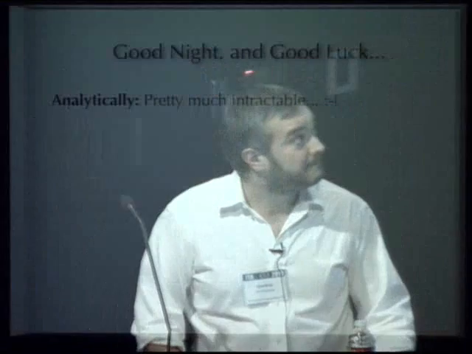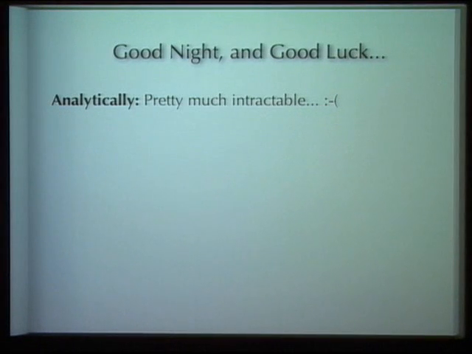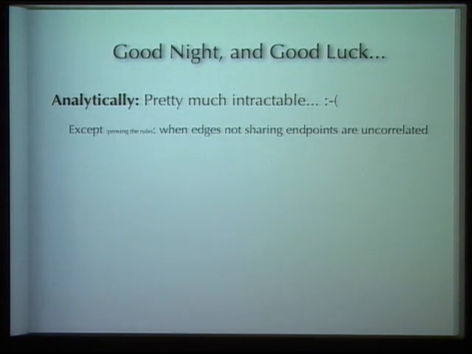Okay, so we have everything, basically. Except this is pretty much intractable. There's nothing really useful that you can do with this mathematically. It's too complicated. There's one exception that proves the rule, which is, look, if edges not sharing endpoints are uncorrelated, then maybe you can prove something. This is known as Markov graphs. But the whole point here was to actually create correlations between edges. If we have correlation decay at distance 1, then we sort of throw away the baby along with the bathwater.